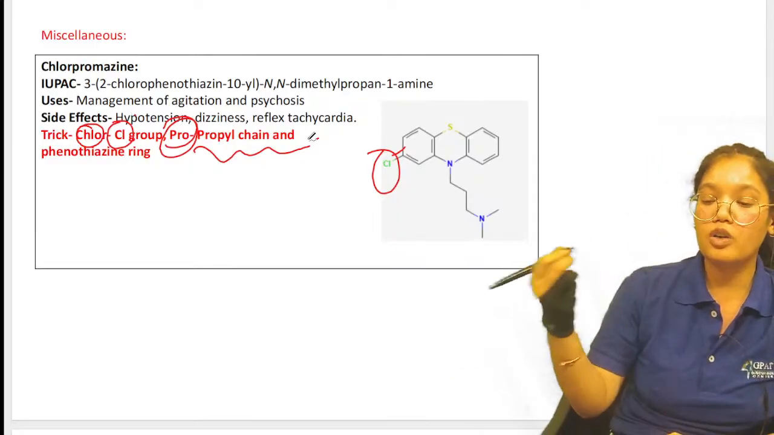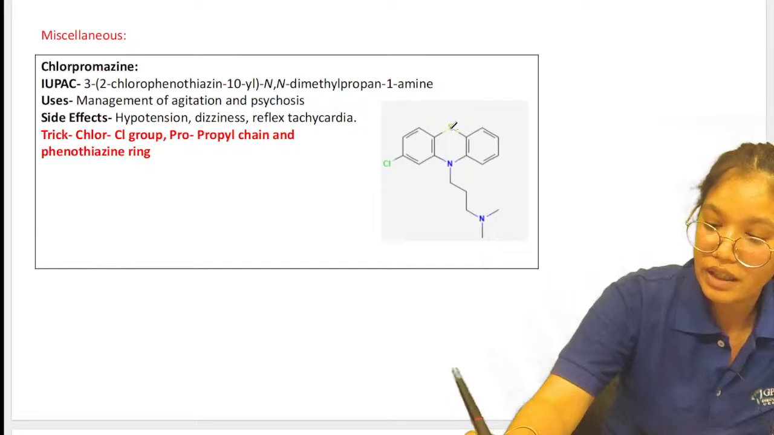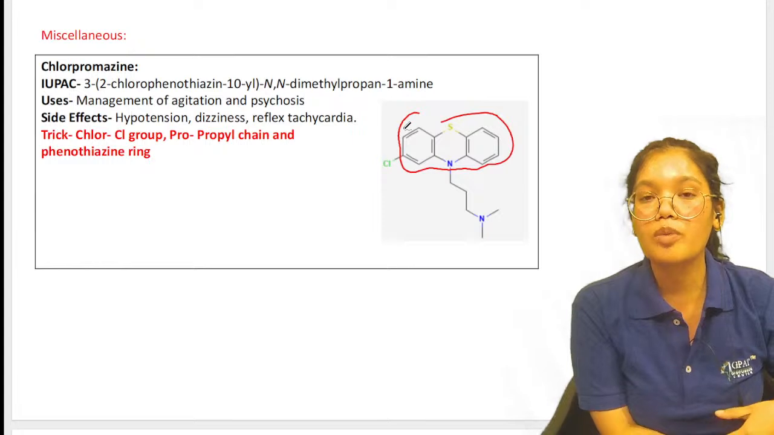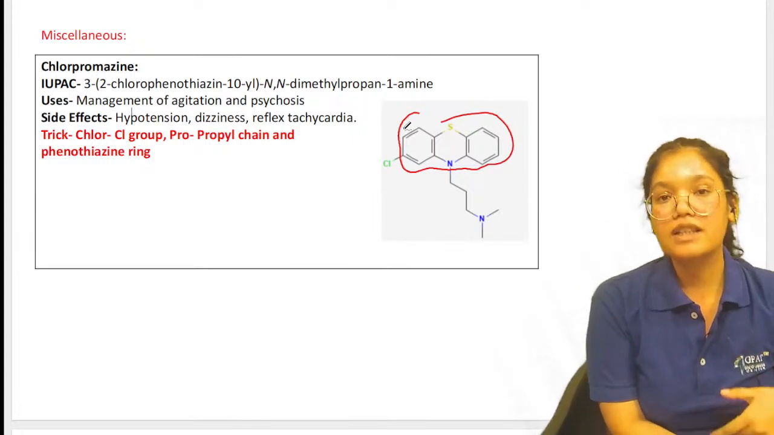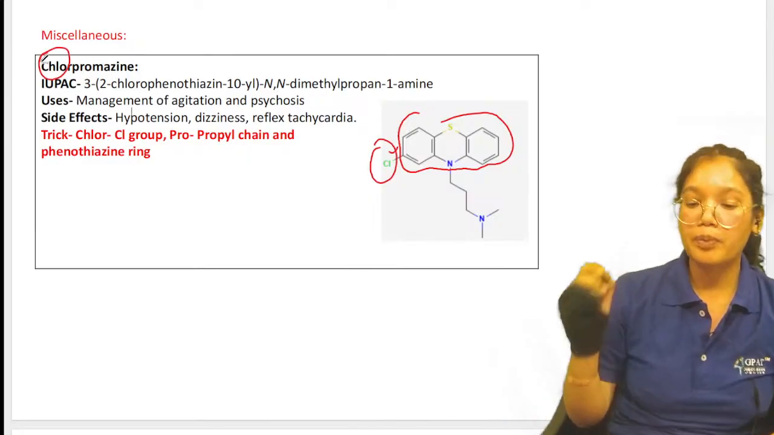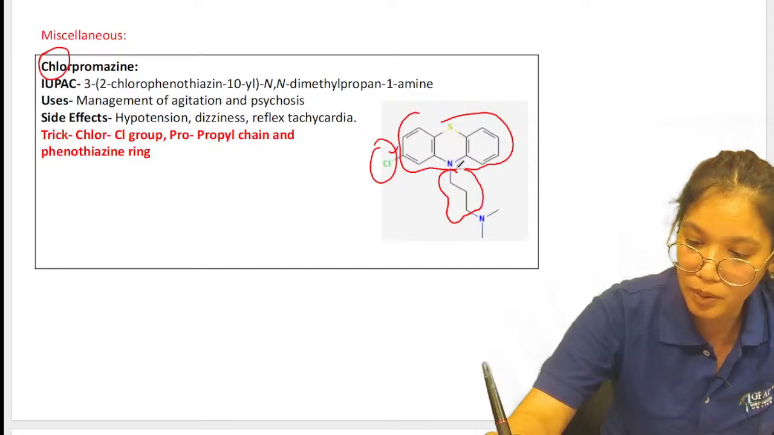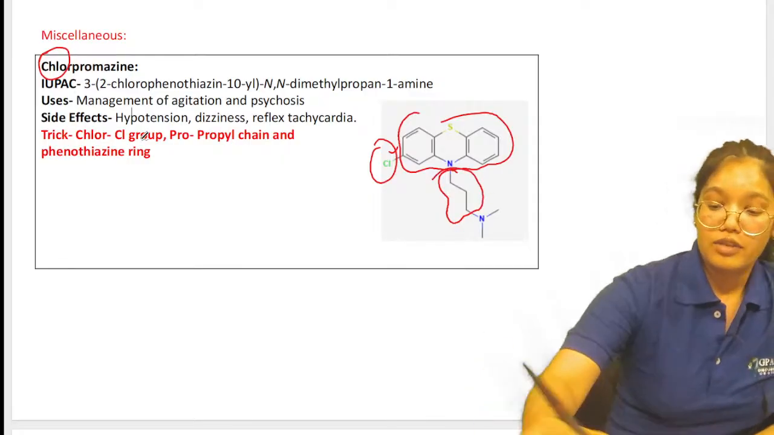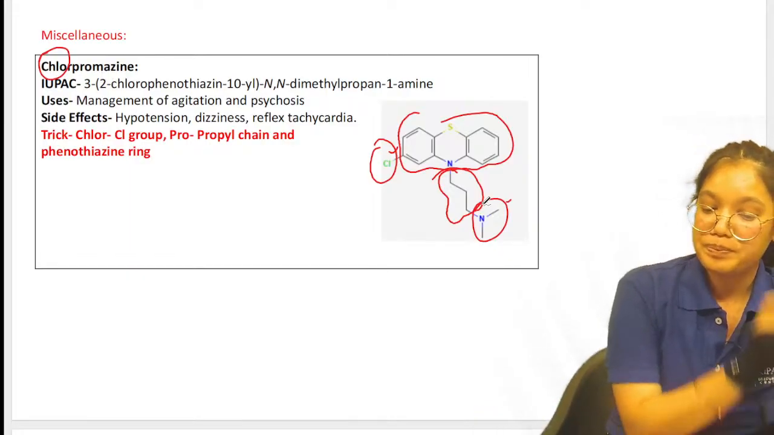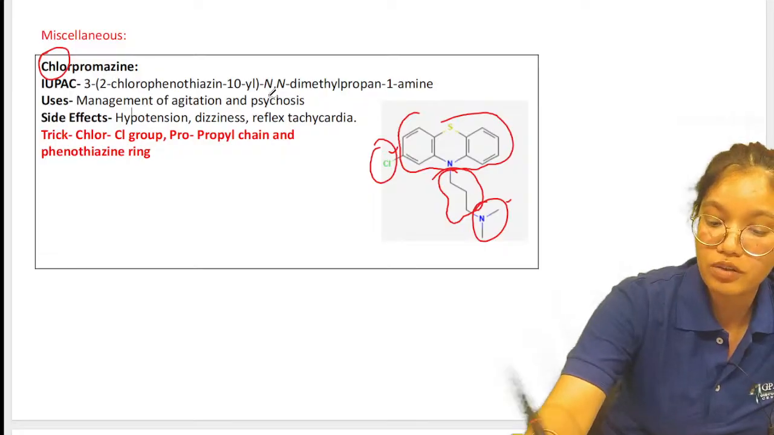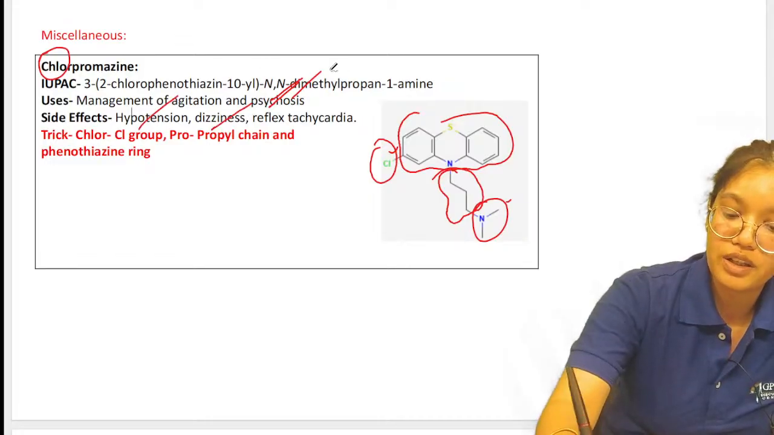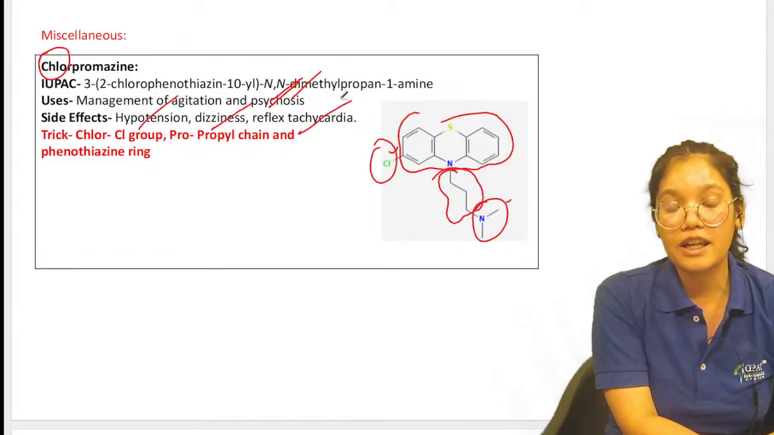Now what is a phenothiazine ring? The ring here is known as the phenothiazine. So chlorpromazine contains a phenothiazine ring in its structure along with a chlorine group from chlor and along with the propane chain. Okay, the propyl chain here with the pro and the amine group too. Okay, so chlorpromazine. Now it is used in the management of agitation and psychosis. Now talking about the side effects, we have hypotension, dizziness and reflex tachycardia again.